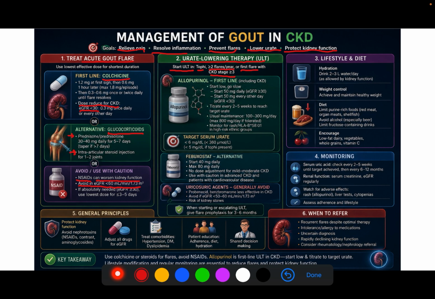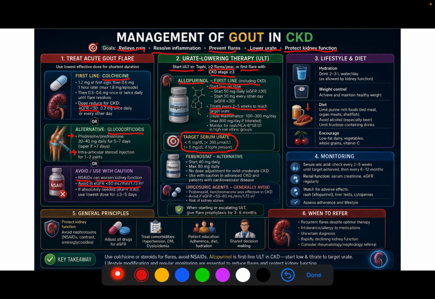Our first line drug is allopurinol, including in CKD. What is known is we have to start low and go slow, and we have to titrate the drug every 2 to 5 weeks to reach the target urate level. Our target urate level is less than 6 mg per deciliter. And if there is presence of tophi, then we have to keep the target less than 5 mg per deciliter.